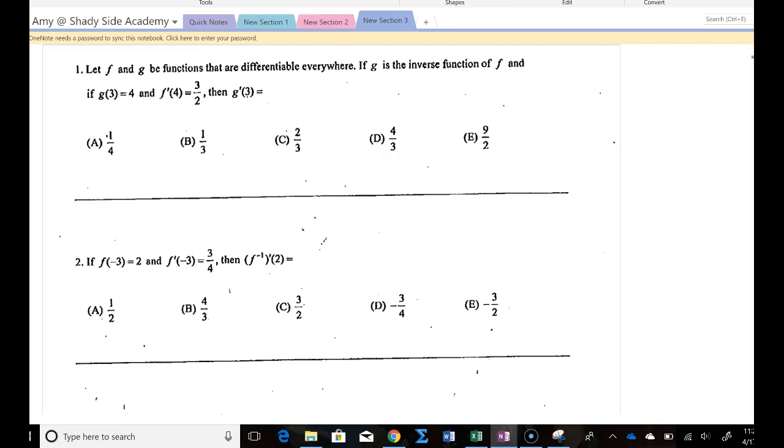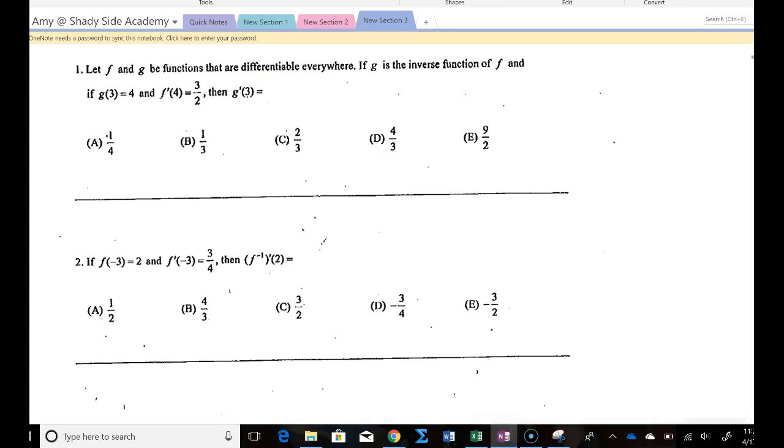So please go to Packet C, if you will, and please open up to page 7. When you open up to page 7 in Packet C, you're going to be on this screen right here. And let's look at question number 1. Okay, so let f and g be functions that are differentiable everywhere. If g is the inverse function of f and g of 3 equals 4 and f prime of 4 equals 3 halves, then g prime of 3 equals, wow, what a mouthful. All right, let's talk it through.